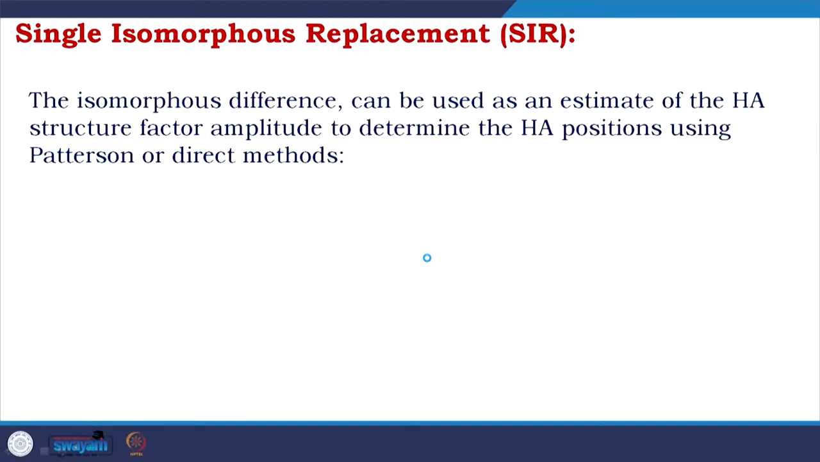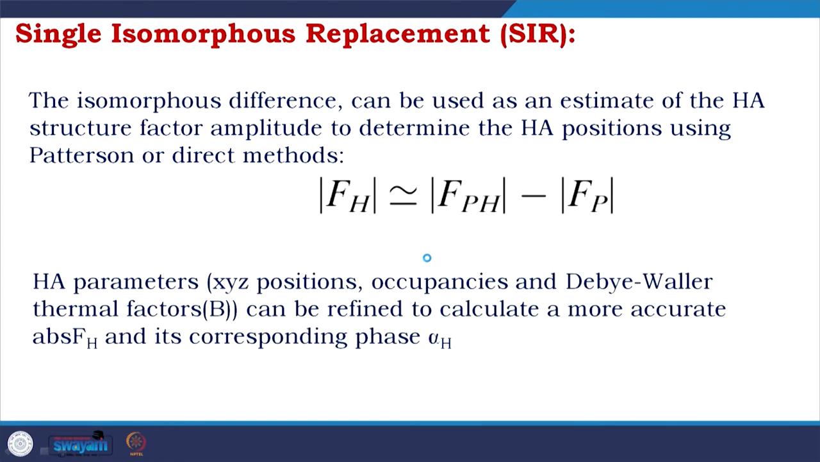Coming to the single isomorphous replacement, or SIR, method, the isomorphous difference can be used as an estimate of the heavy atom structure factor amplitude to determine the heavy atom position using Patterson or direct methods. FH equals FPH minus FP. Heavy atom parameters, its XYZ positions, occupancies, and Debye-Waller thermal factor, which is the B factor, which we will discuss in the next class, can be defined to calculate a more accurate absolute FH, the heavy atom structure factor, and its corresponding phase, which is alpha H.